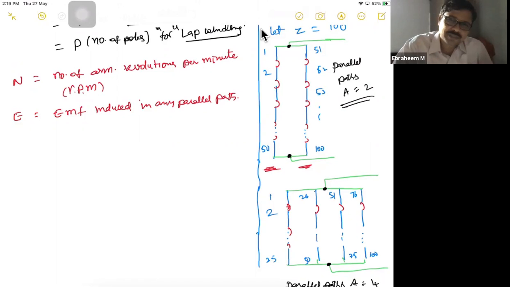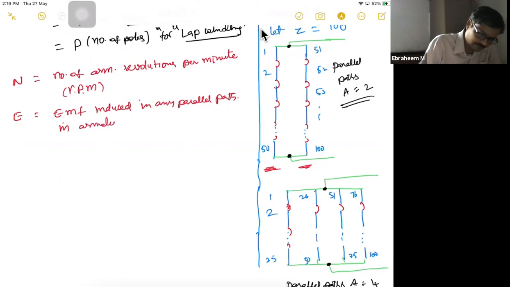So whatever the voltage induced in one parallel path, the same amount of voltage is also induced in the second parallel path, because both parallel paths have the same number of conductors. Also these are in parallel, so there is no chance for the voltage to differ. So all the parallel paths will have the same voltage. So E is equal to the EMF induced in any parallel path in the armature. This is an important derivation, many times asked in the examinations, right?